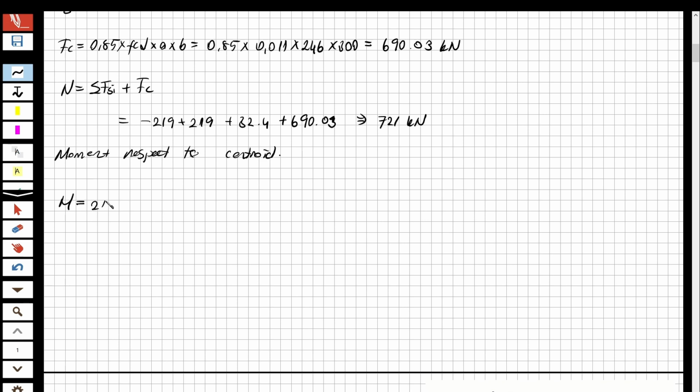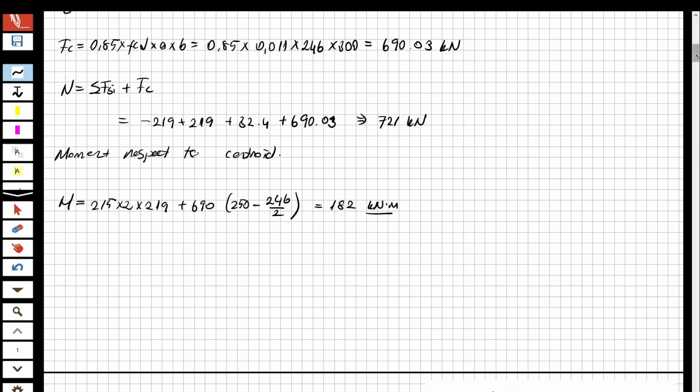This is going to be 215, the distance of the first steel and the third steel with respect to the centroid, okay? And multiply by 2 because there are 2. I'm just going to write above them. And 219 plus 690, multiplied by 250 minus a over 2, a over 2, 246, right, over 2. And I'm going to obtain 182 kilonewton meter as the moment. So now I'm going to show you why I just multiplied both, okay?